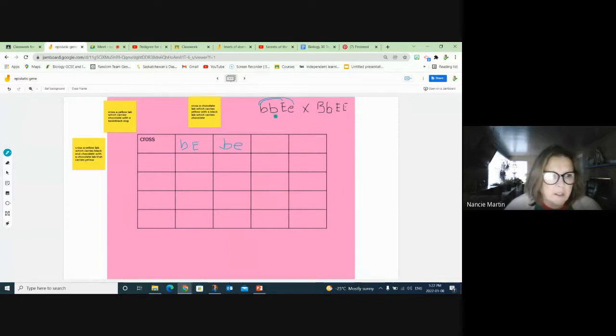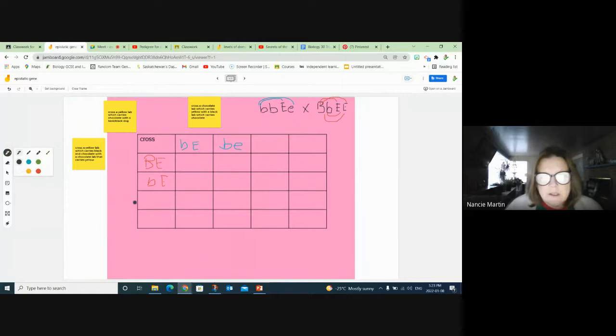I'm going to get a different color here, and I'm going to do these guys. So I've got a big B with a big E, and I've got a big B with a big E. I don't need to do that twice. It's going to be the same, right? So I'll just skip down here, and I've got a little b with a big E. And again, I don't need to do that twice. It's the same thing.